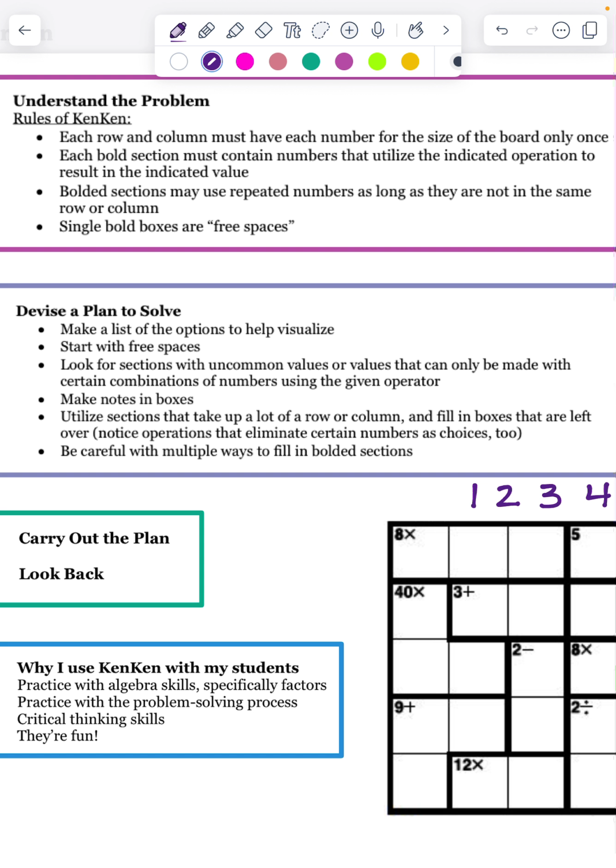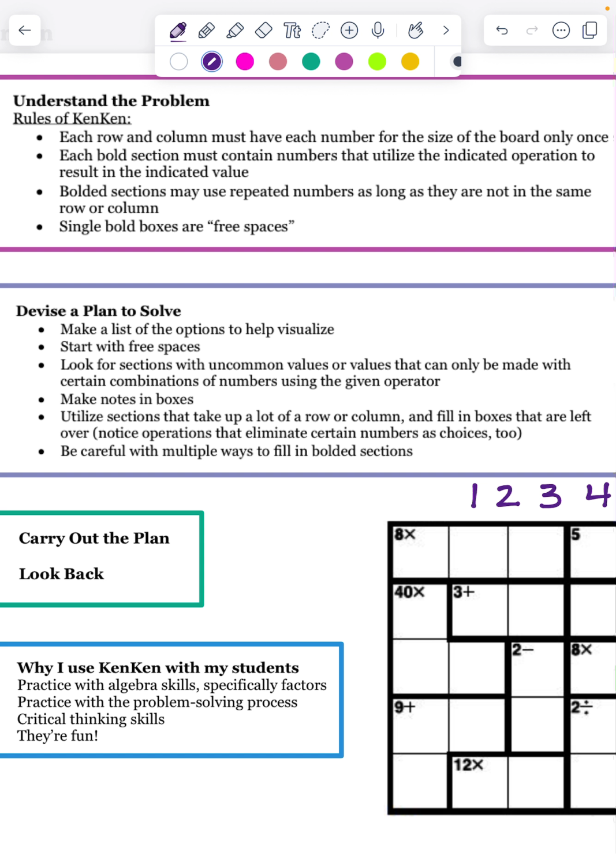The next step, start with free spaces. Look for sections with uncommon values or values that can only be made with certain combinations of numbers using that given operator. Make notes in boxes. So if there's different combinations of numbers that could be used in certain spaces, but there's maybe only a couple different options, I'll make a note there so that I know when I come back to it later, or as I eliminate options, I can erase those and then narrow down the choices.